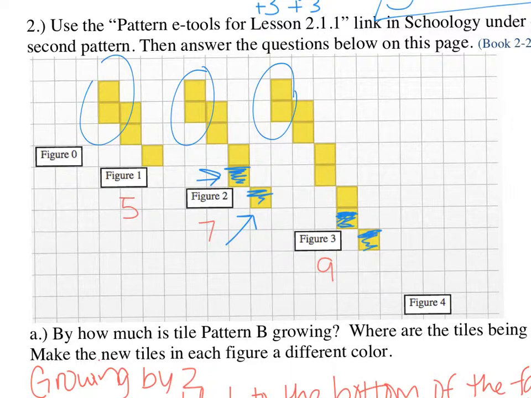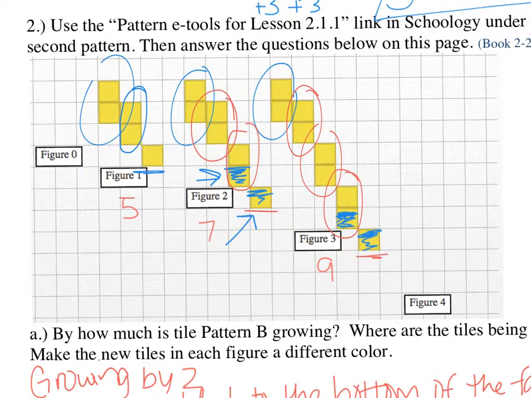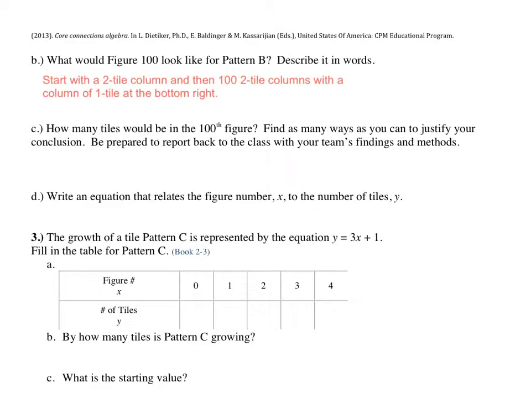Then it looks like the figure number is related to how many other 2 tile columns we have. In figure 1, I have one other 2 tile column, and then that extra tile left over. In figure 2, I have 2 columns of 2 tiles with that single tile left over, and in figure 3, I have 1, 2, 3 of the 2 tile columns with 1 left over. So there's a relationship between the figure number and the number of 2 tile columns. So figure 100 would start with a 2 tile column, and then 100 2 tile columns with the column of 1 tile at the bottom right.